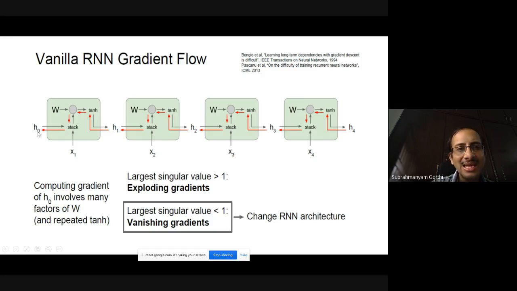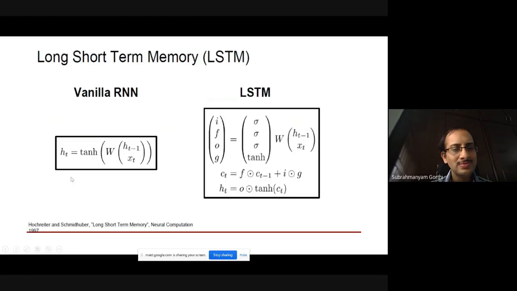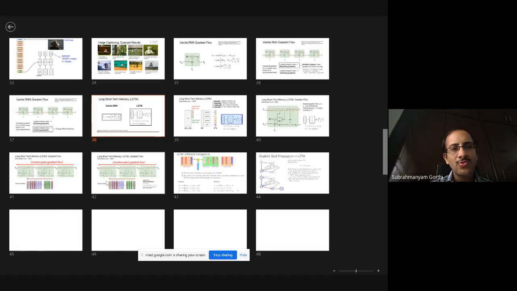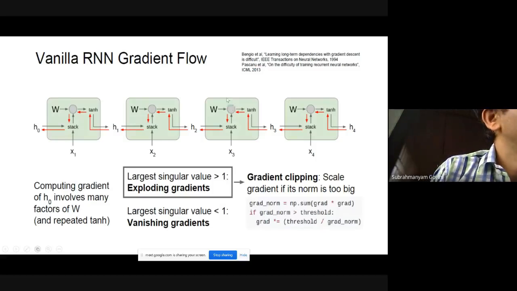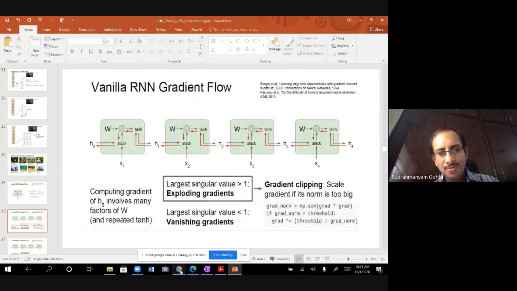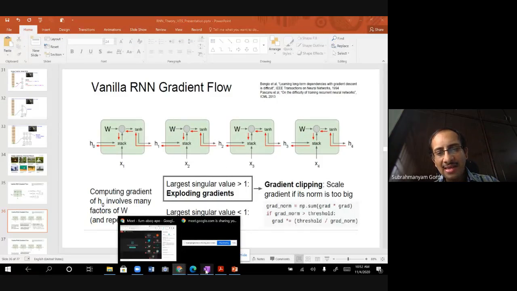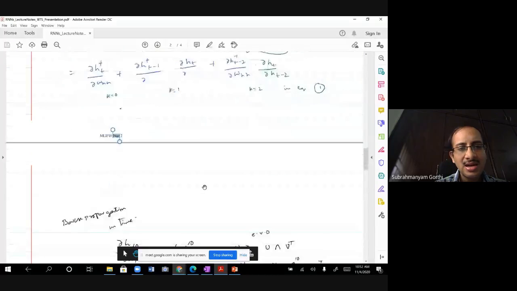Can one of you tell quickly? Leaving out all the rest of the terms, dou h4 by dou h0 will have how many W transpose terms involved? Can I get an answer? Quick answer? Yeah, how many? Oh, sorry. How many W transpose terms involved? So let us see this.